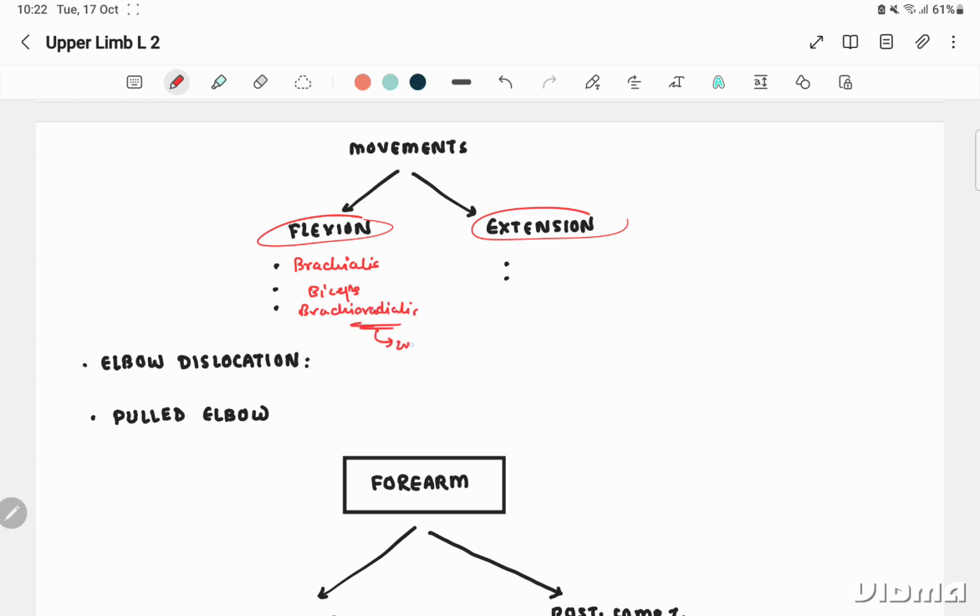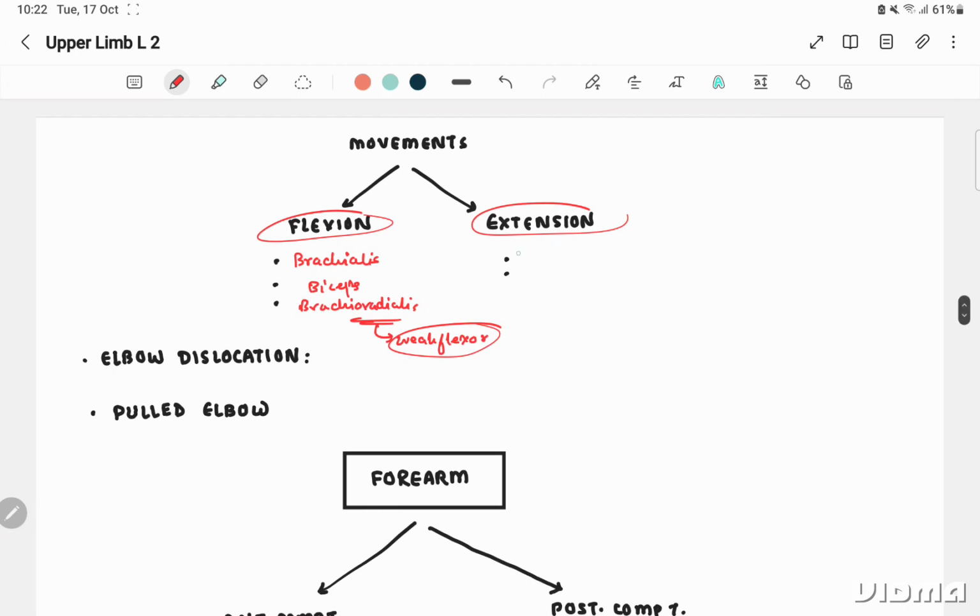Brachioradialis is the weak flexor because its origin is very far located. And we have extension. For extension, we have triceps and a very small muscle called anconeus.